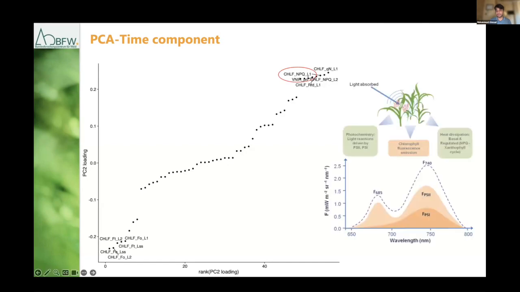non-photochemical quenching, which is a mechanism by which plants dissipate excess heat when they are under drought stress. Plants cannot use all of the light, and this excess light is dissipated as heat, which we call non-photochemical quenching. So this was captured nicely on the time component.